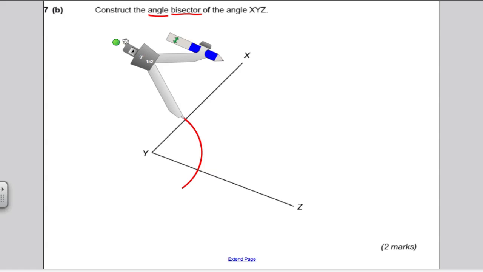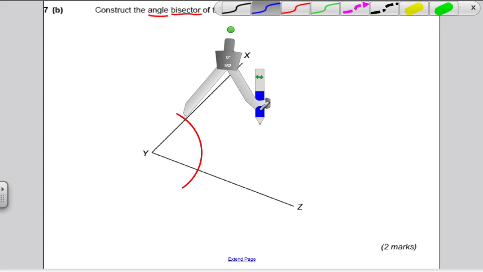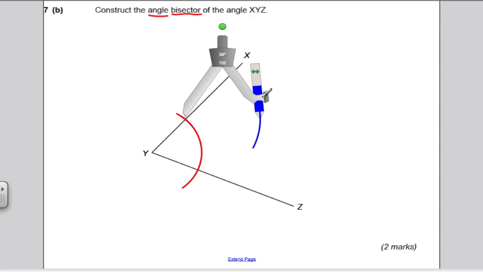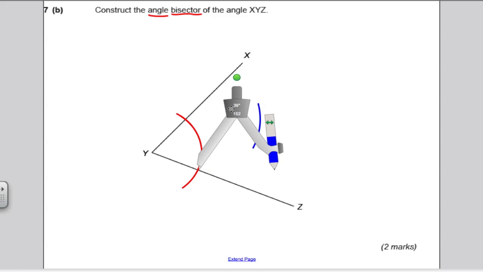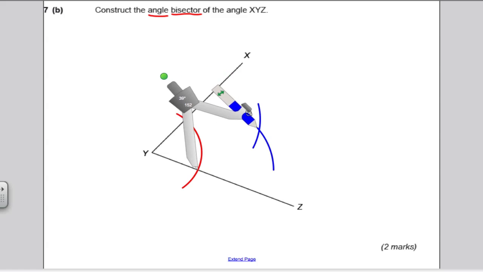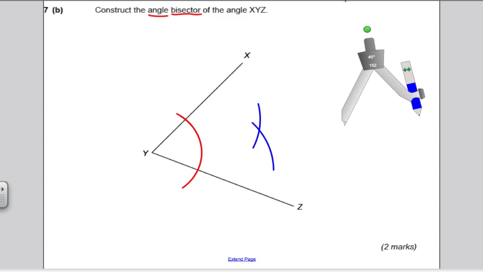Now from this point here we do a little arc, and then we move the compass to the other place where the arc crossed the line YZ, and we keep it the exact same distance, and we draw another arc there. Now from the point at Y to the point where these 2 arcs cross is going to make our perpendicular bisector.